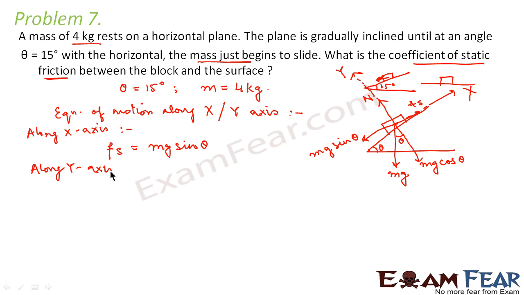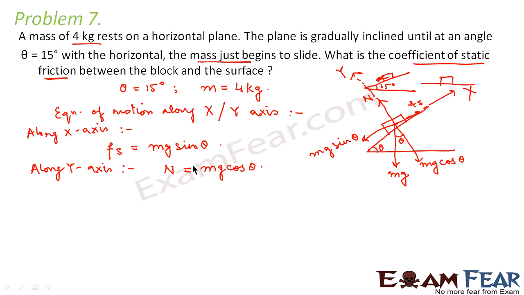Along y-axis, it would be n is equal to mg cos theta. Because please keep in mind friends, the mass has just begun to slide. That means till now the mass was at rest. So there is no motion. That is why the force along this direction will be equal to the force along this direction. Right? So we found two equations.